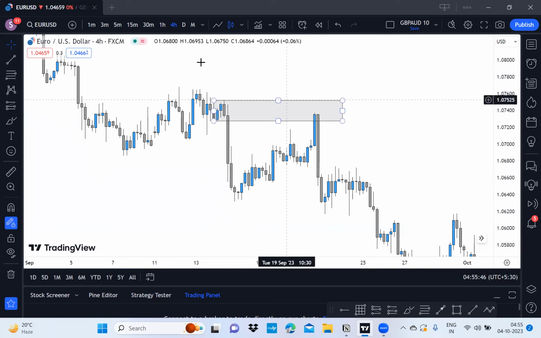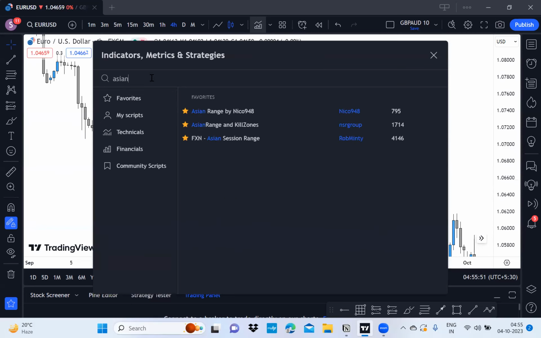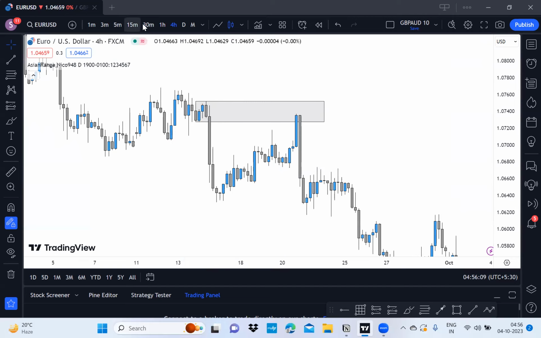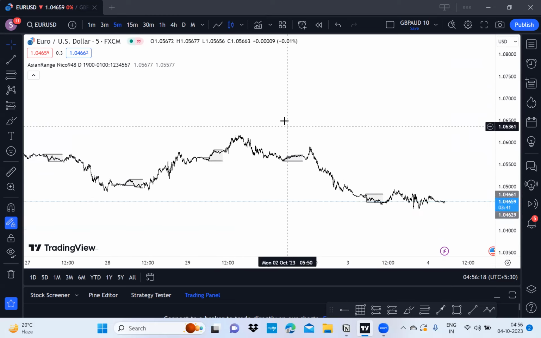Okay, and if you go here to indicators, just search for Asian range by Nico. You can see there is an indicator called Asian Range by Nico 948. Just click this indicator and you will see what happens if you go to a smaller time frame. We are on 4 hour. Now let's go to 5 minute. If you are trading this strategy even on 15 minute, it will work quite well.